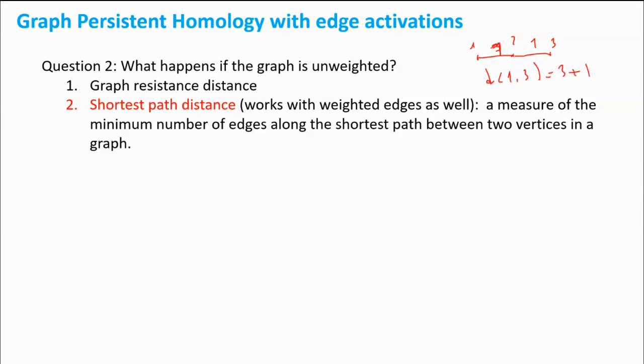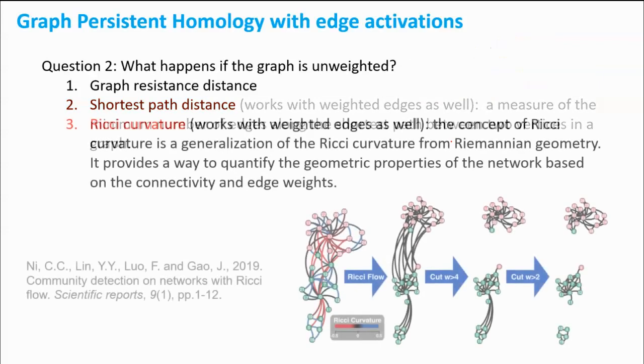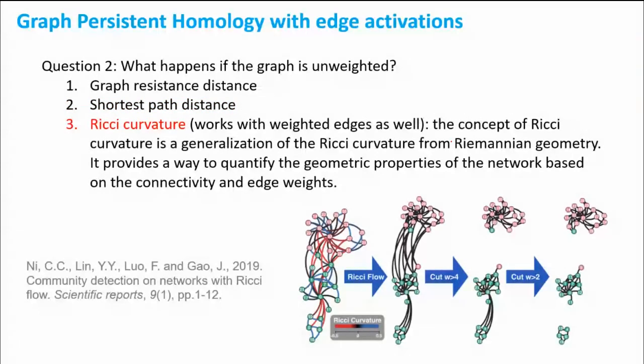Or if it is completely unweighted, you just count the number of edges. In this case, you would just say it is 2, because 1 plus 1. So you have to pass 2 edges on the shortest path from vertex 1 to vertex 3. This is quite easy. The third one is called the Ricci curvature.